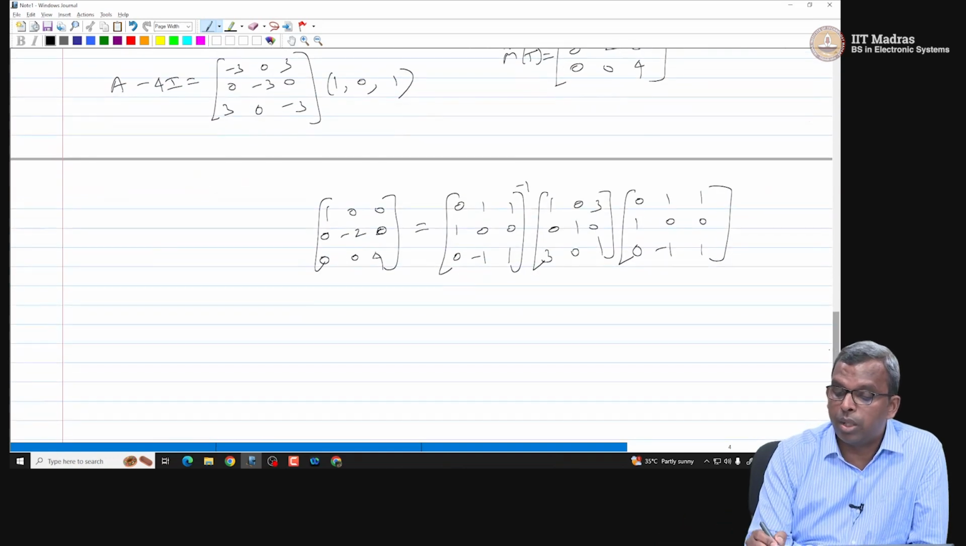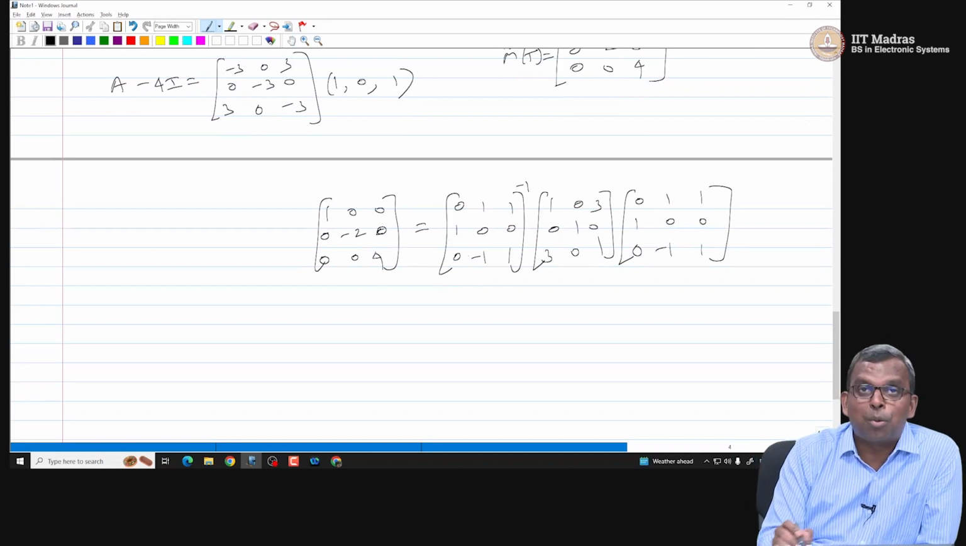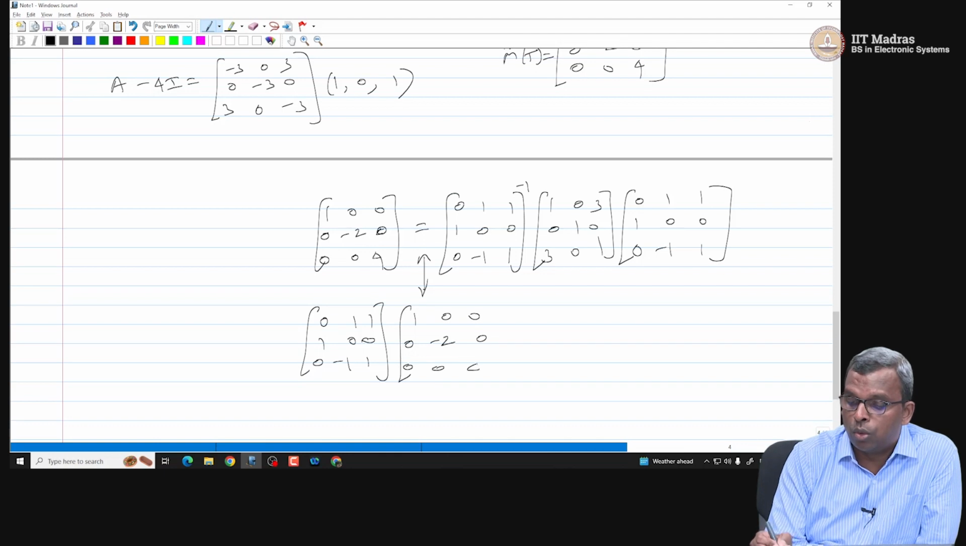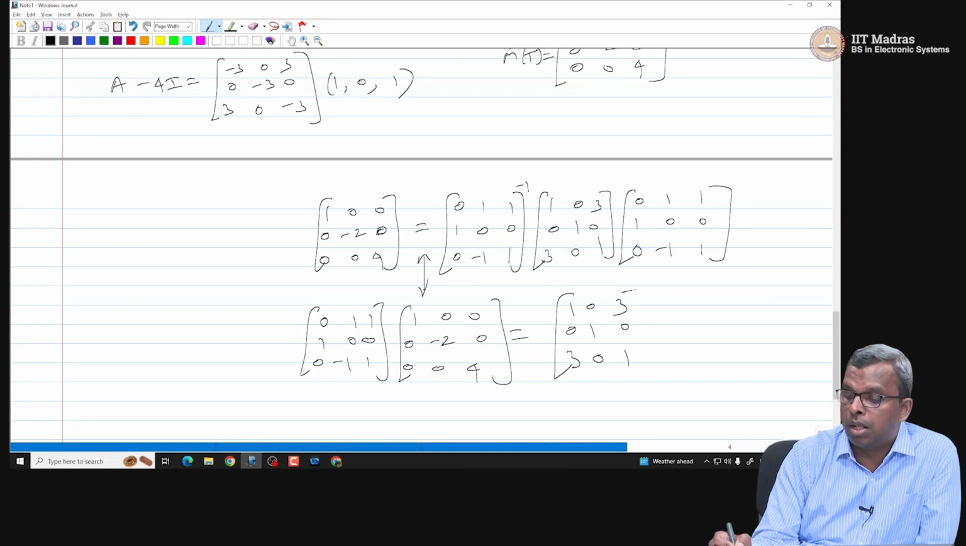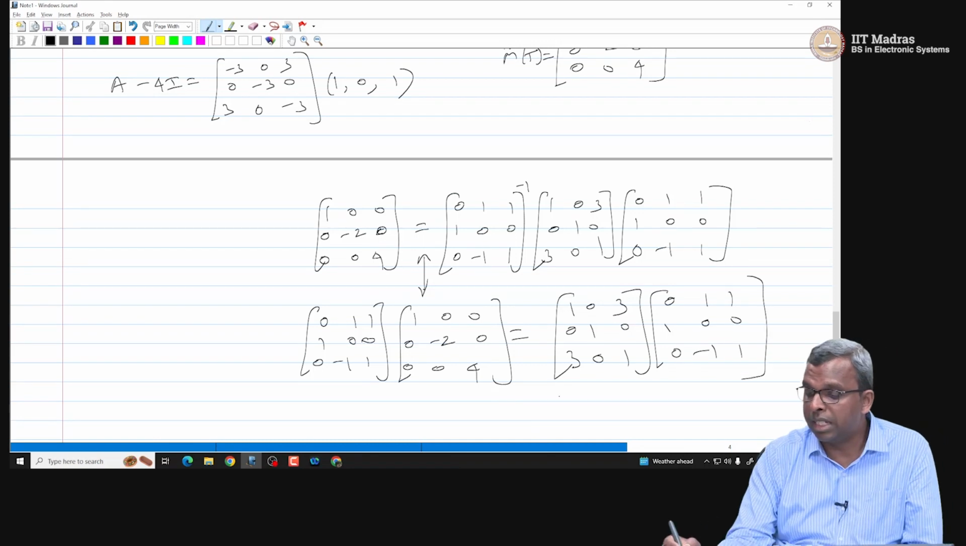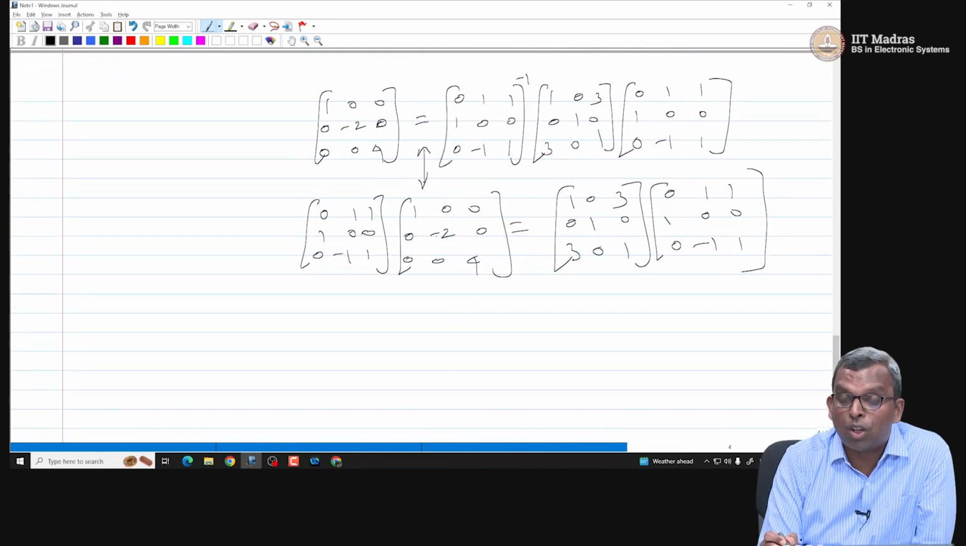How do you check this? You might think you need to find the inverse of this. There is no need. You can multiply both sides by this. All you have to check is that these two are equivalent: 0 1 1, 1 0 0, 0 minus 1 1, multiplying 1 0 0, 0 minus 2 0, 0 0 4, and this has to be the same as 1 0 3, 0 1 0, 3 0 1, times 0 1 1, 1 0 0, 0 minus 1 1. You can check these two products. They have to be the same. Multiplying on the right by a diagonal matrix is very easy. This will just scale columns: 0 1 0, minus 2 0 2, 4 0 4.